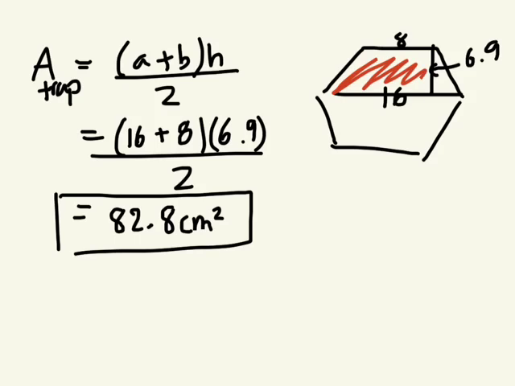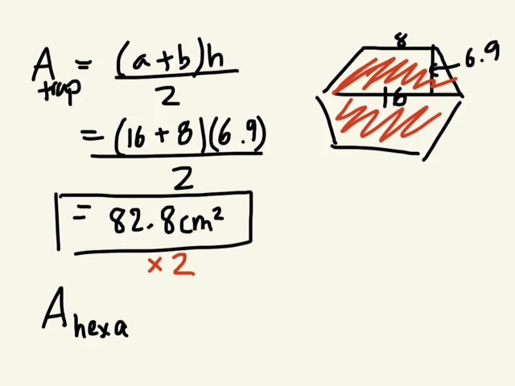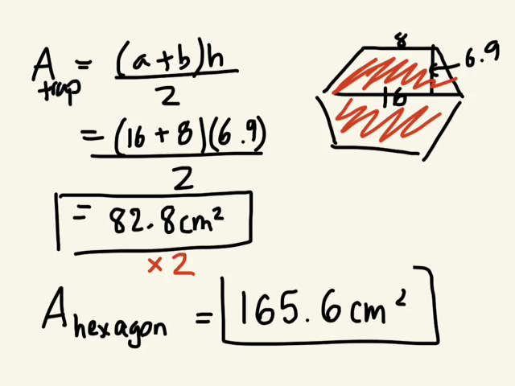Here's one trapezoid, but I need to know for the whole hexagon. So what I need to do to find the total area of this hexagon? Multiply by 2, because it's made up of 2 trapezoids. What's the total area of the hexagon then? 82.8 times 2. Good. Centimeters squared. Okay, so this is the first part. We found the area of the hexagon.